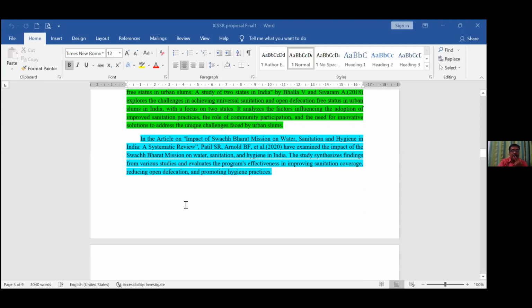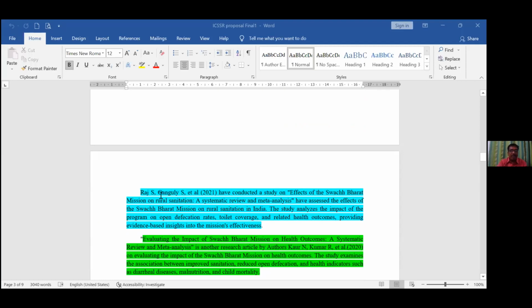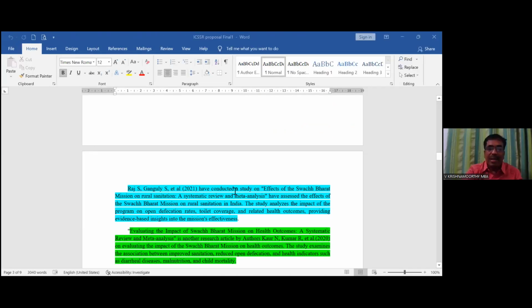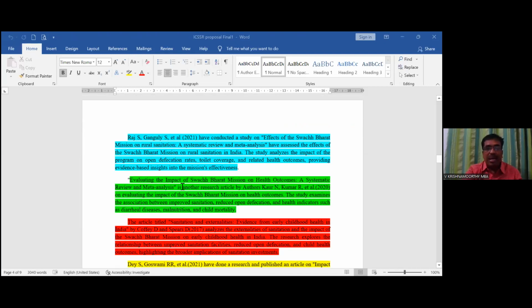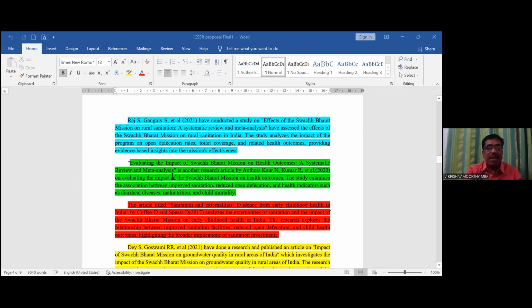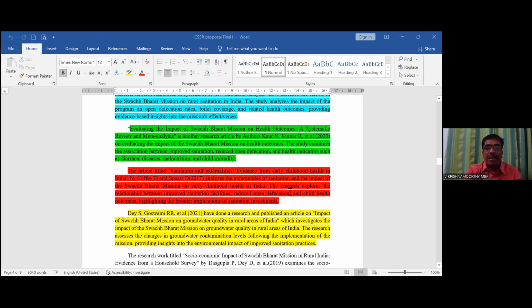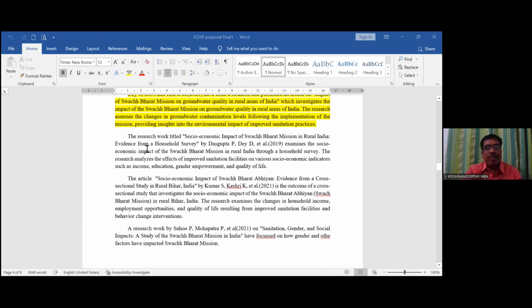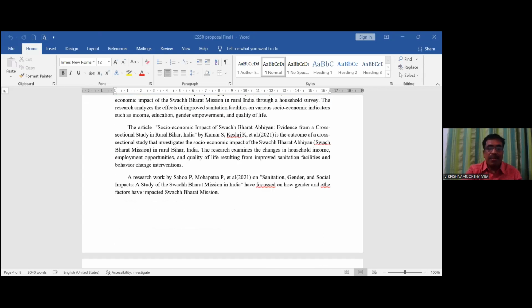Next one. Then, for example, the author name has conducted a study evaluating the impact of the article titled on. The research explores the relationship between. See, this is a way. For example, a maximum of 4 or 5 lines is permissible and appropriate for a review of literature.